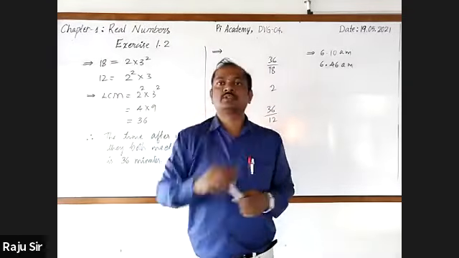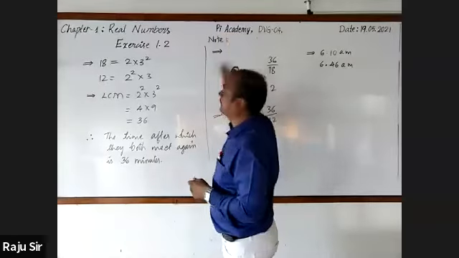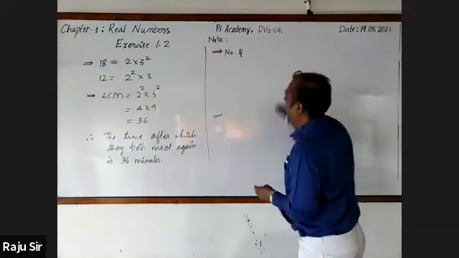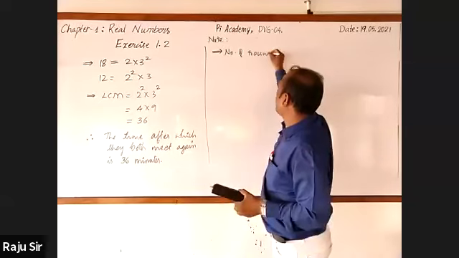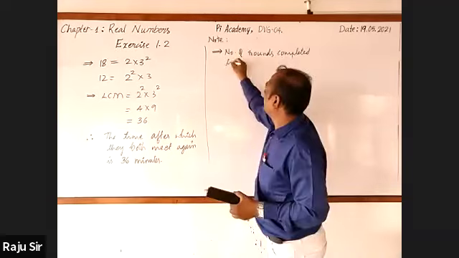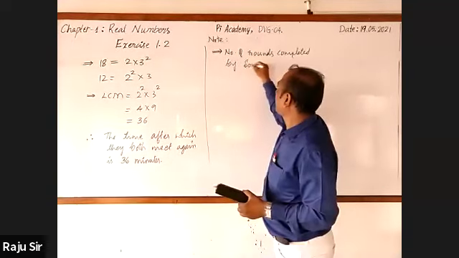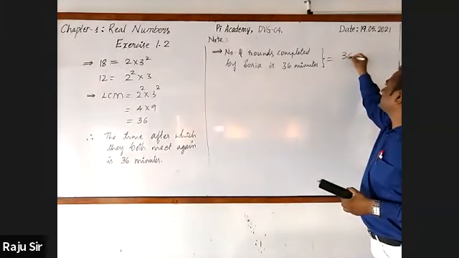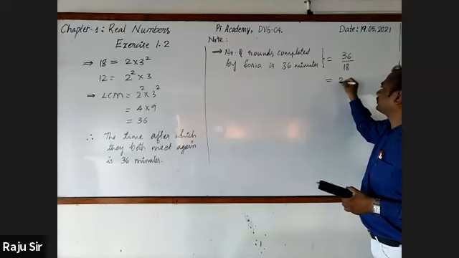Just note this down; you can copy this. Number of rounds completed by Sonia and Ravi in 36 minutes. For Sonia, it is 36 by 18, which is equal to 2.